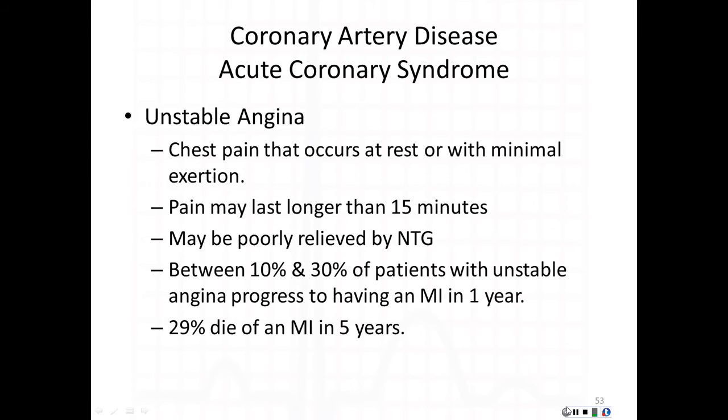Unstable angina is chest pain that occurs at rest or with minimal exertion. The pain may last longer than 15 minutes. It may last less than 15 minutes. Typically, unstable angina is poorly relieved by nitroglycerin, where stable angina is typically relieved by nitroglycerin. Between 10 and 30% of patients with unstable angina typically progress on to having an MI within 1 year of the diagnosis of unstable angina.